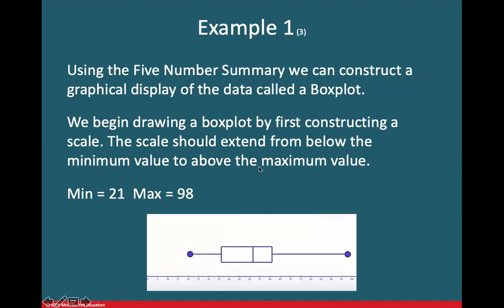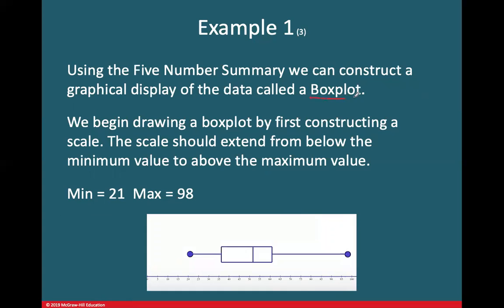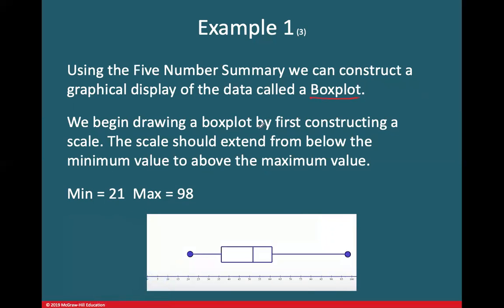Right now, everybody, be careful. Focus here. It's important. Now, using the 5-number summary, we can construct a graphical display of the data, which is the box plot. So, let me underline this. By using these 5 pieces of information, we can show our data values. What are they? Minimum, Q1, Q2, Q3, and maximum.